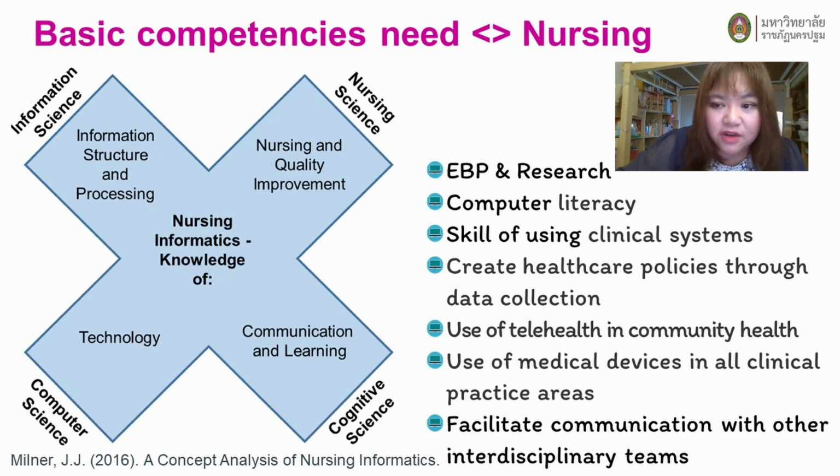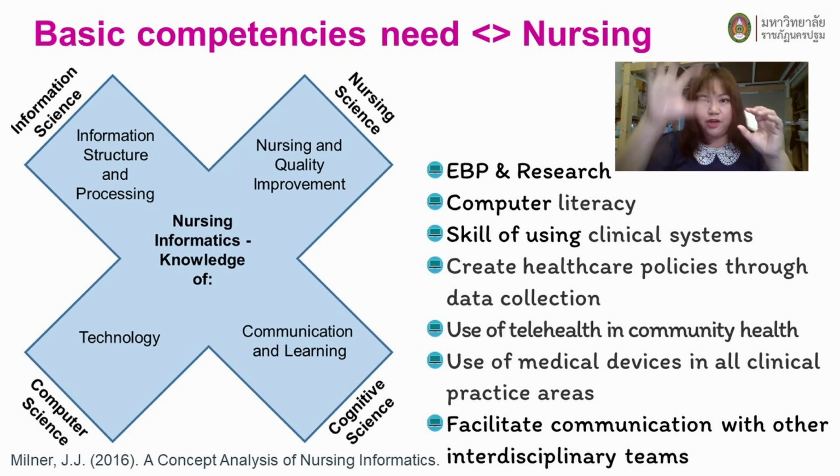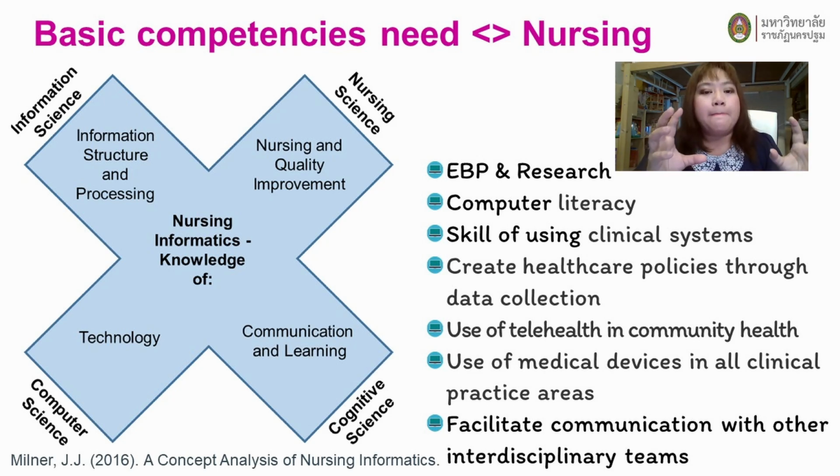For nursing informatics knowledge, in the center, she first divides it into 4. The first is nursing informatics knowledge of information structure and processing. Nurses have to do this. Information science comes to help. Don't forget the 3 elements that I told you: information science, nursing science, and the last one, computer science. Now she mixes those 3 important keywords into the competency components that a nurse needs to have.